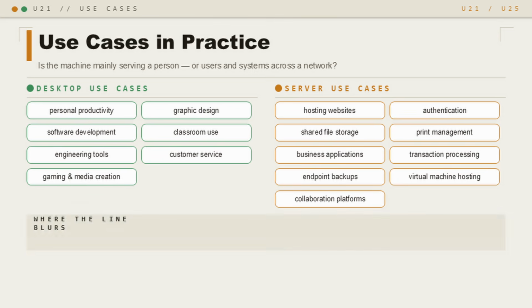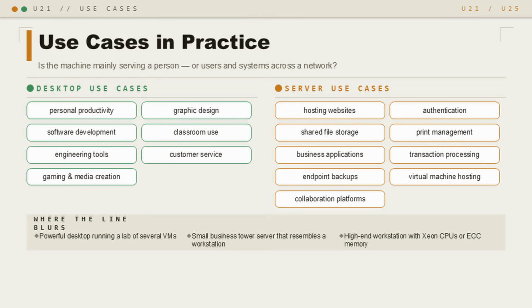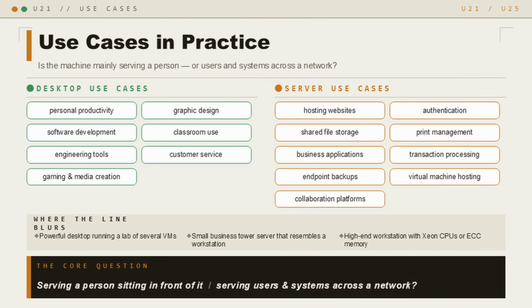There is overlap, of course. A very powerful desktop can run a lab environment with several virtual machines. A small business might use a modest tower server that resembles a workstation. Some high-end workstations blur the line by including server-grade processors like the Intel Xeon or ECC memory. Still, the core question remains: is the machine mainly serving a person sitting in front of it, or is it mainly serving users and systems across a network?